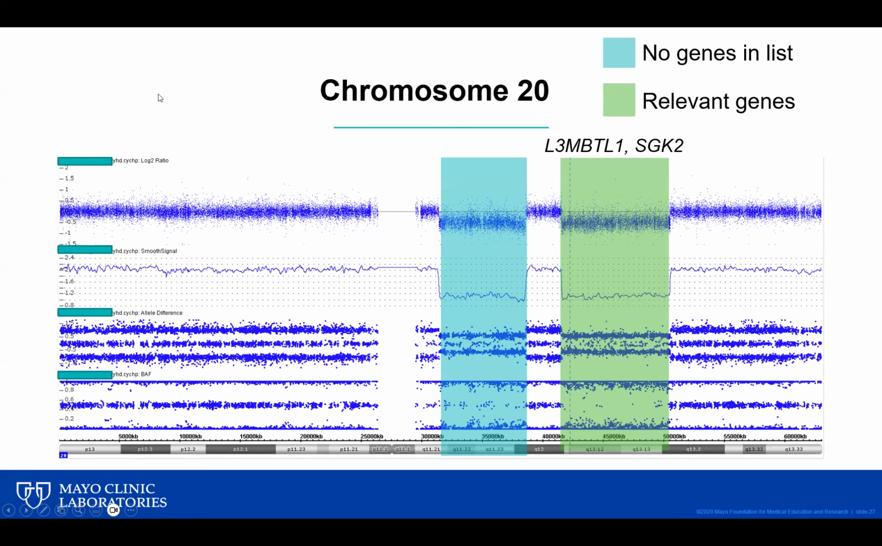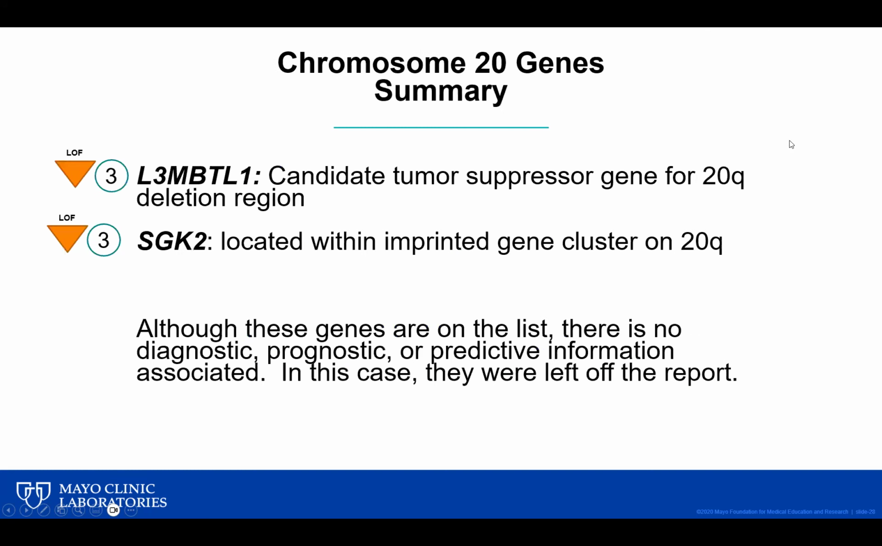Or do anything with that chromosome. Chromosome 20, we did have one deletion on chromosome 20 that had these two genes, L3MBTL1 and SGK2. When we look at these gene summaries, these were helpful. However, all those genes are on our list. There's no diagnostic, prognostic, or predictive information or specific associations with pediatric AML that would be helpful. So in this case, they were left off of the report.